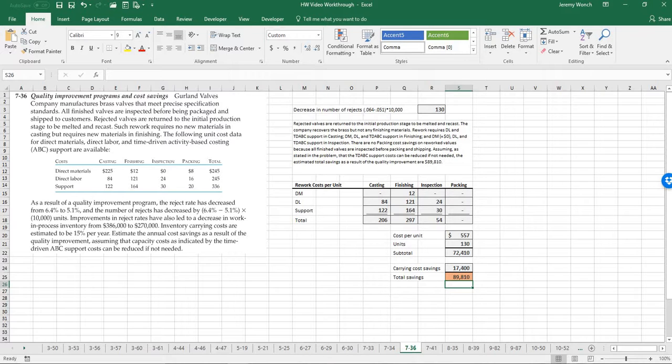Just over a percentage point difference in the reject rate was able to save us $89,000. So yeah, a small percent change, but pretty considerable savings.